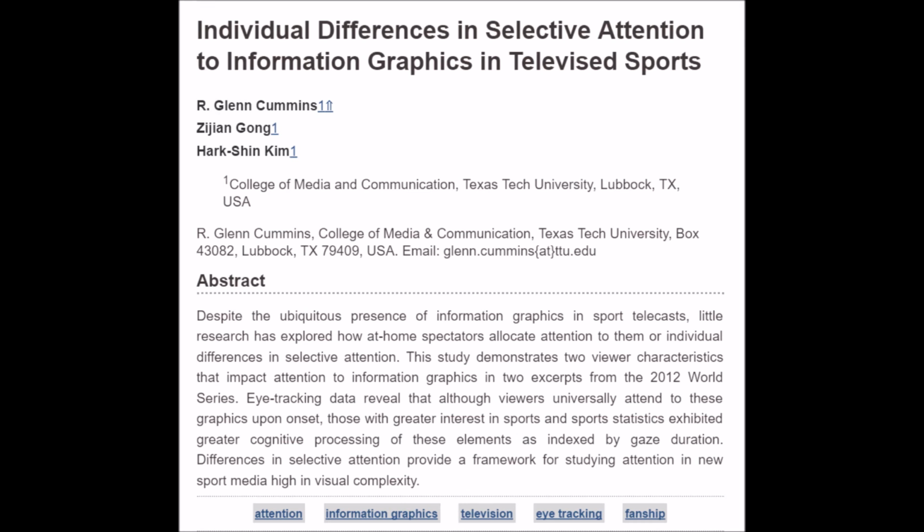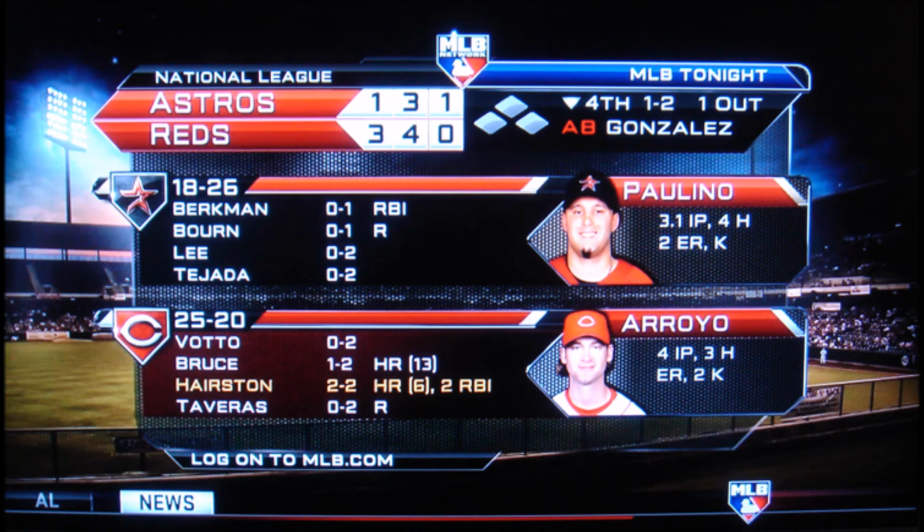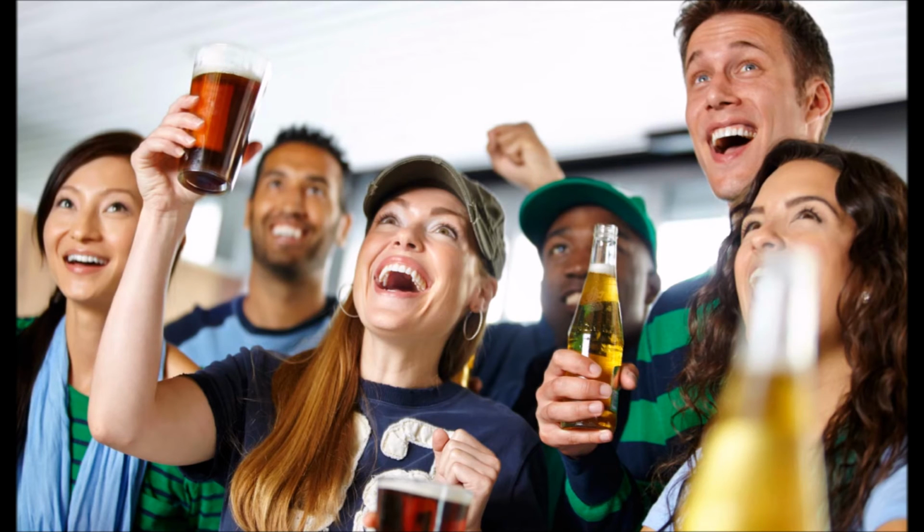One example of eye tracking's use in research is a 2014 study done by Cummins, Gong, and Kim, where they used eye tracking to study how sports viewers attended to information graphics shown in sports telecasts. They found that while all users attended to the graphics, sports enthusiasts processed these more intently, according to their longer gaze duration.